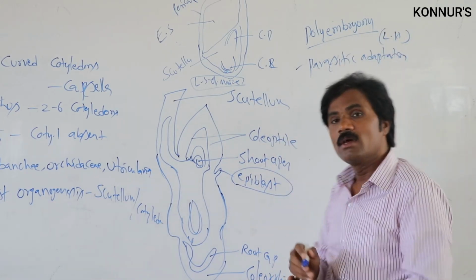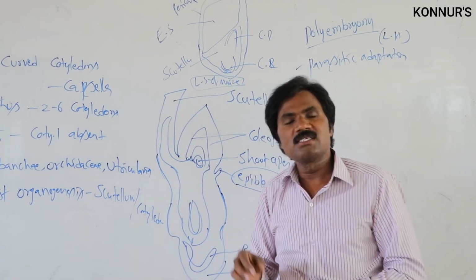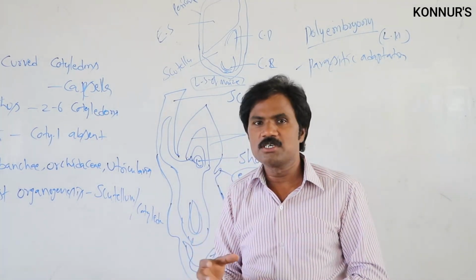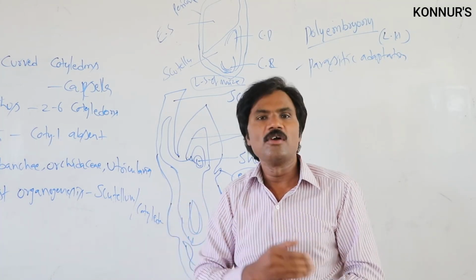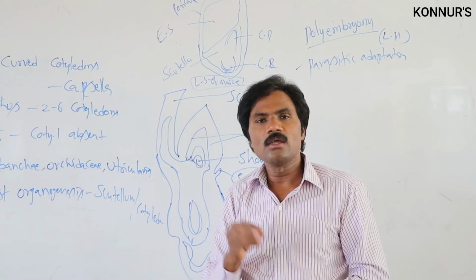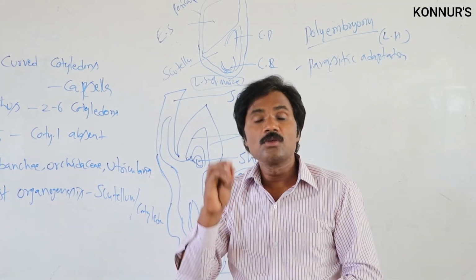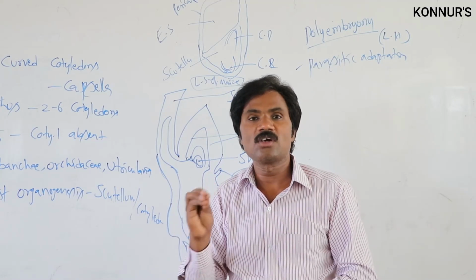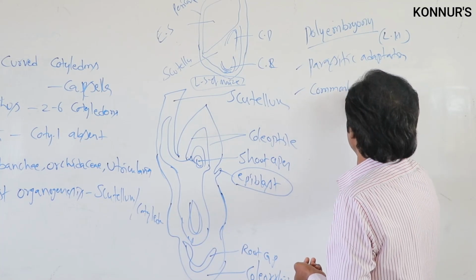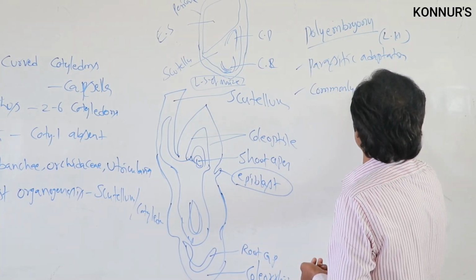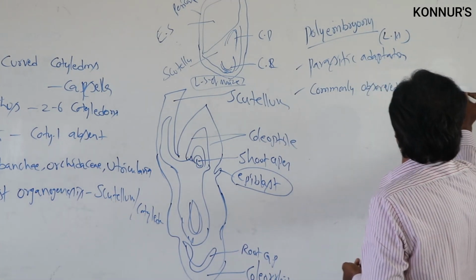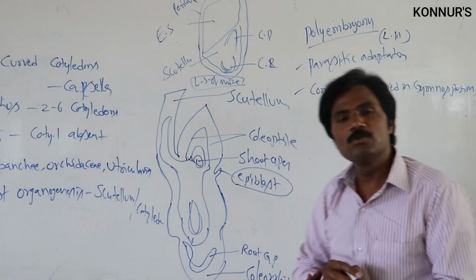Then in what type of plants is polyembryony very commonly observable? They may give different options: angiosperms, pteridophytes, gymnosperms, or thallophytes. Then your answer will be gymnosperms. So polyembryony is most commonly formed in gymnosperms, and commonly observed in gymnosperms.